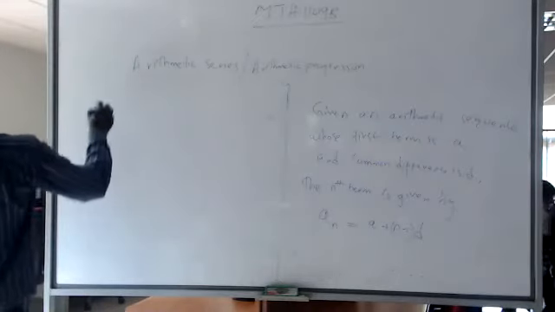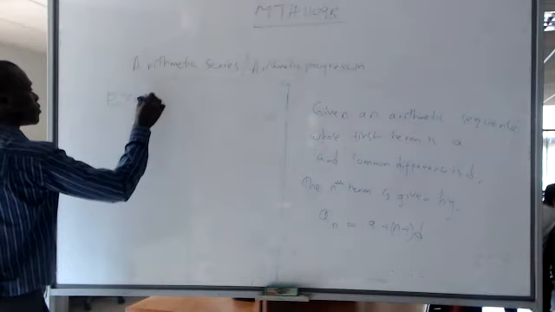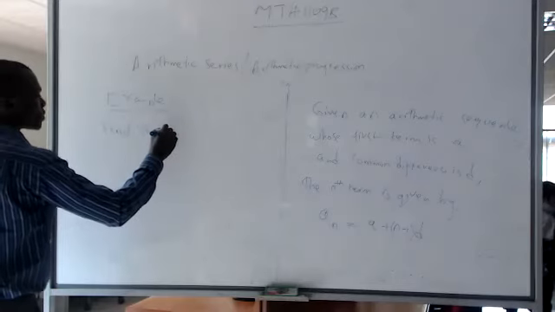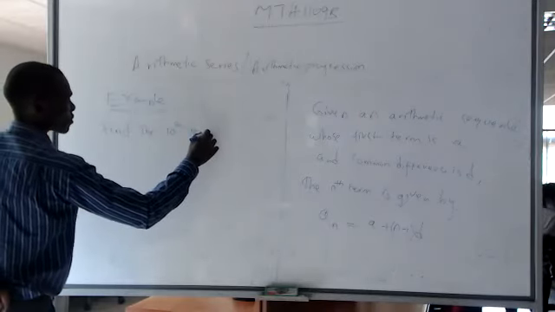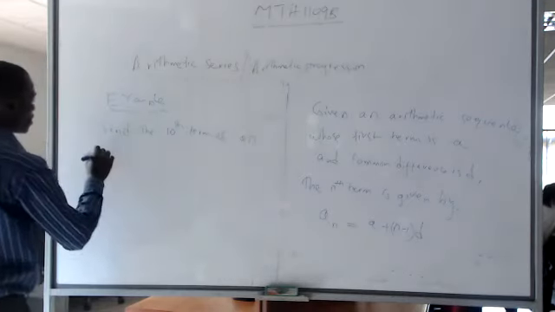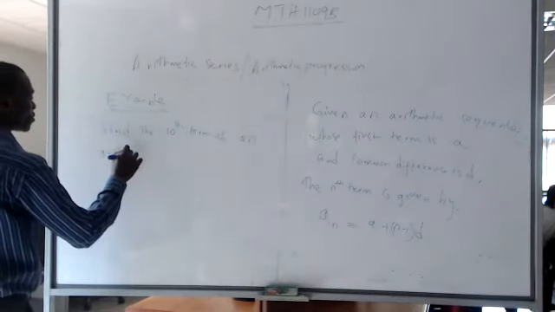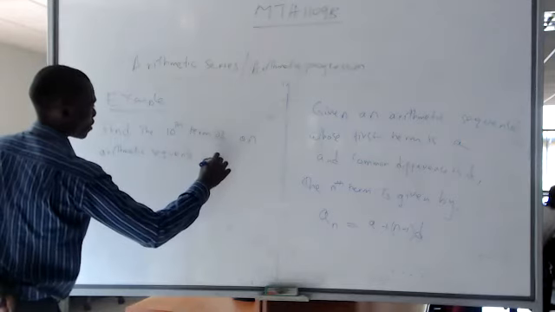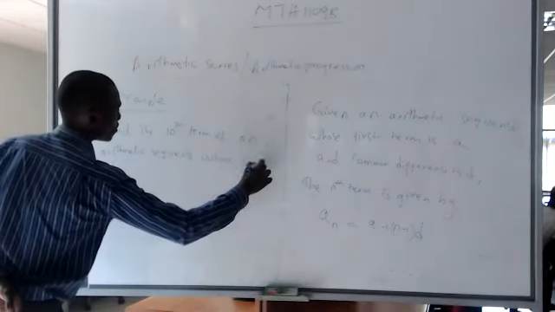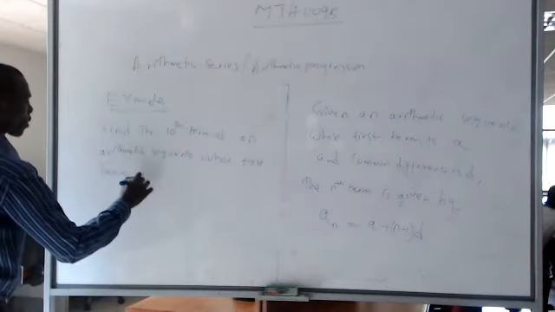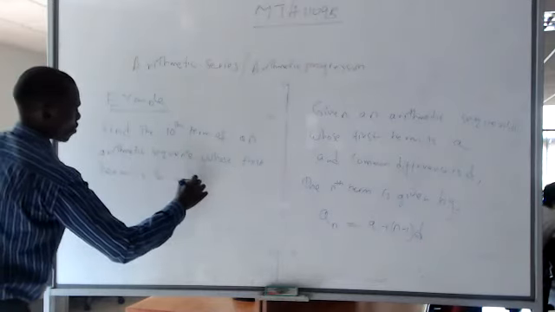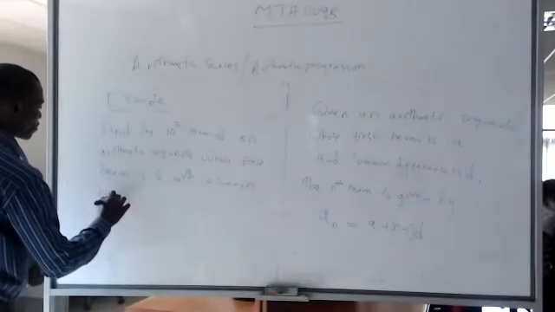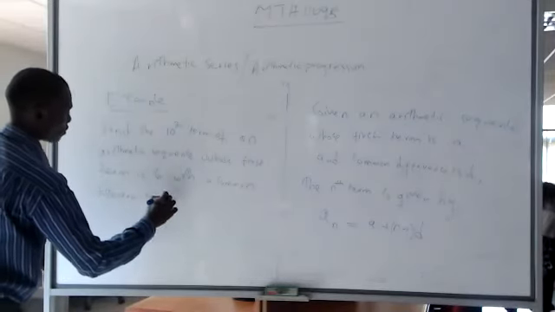For example, find the 10th term of an arithmetic sequence whose first term is 6 with a common difference of -20.